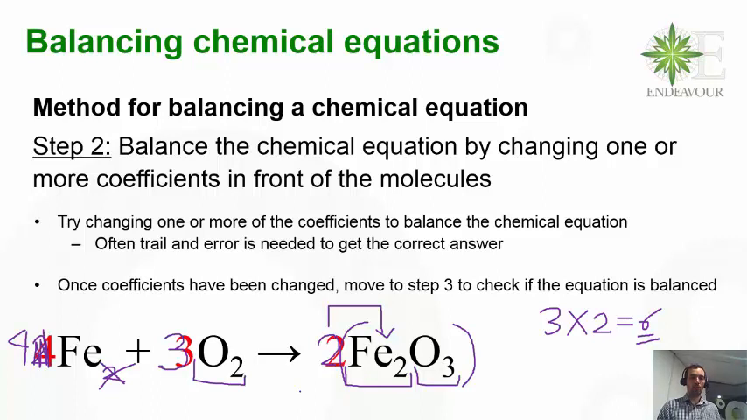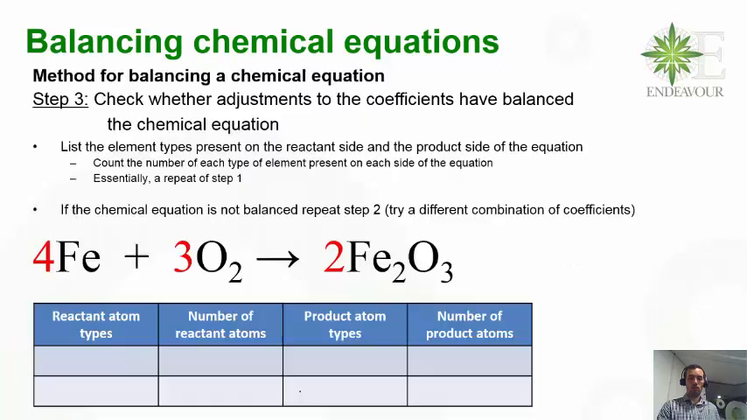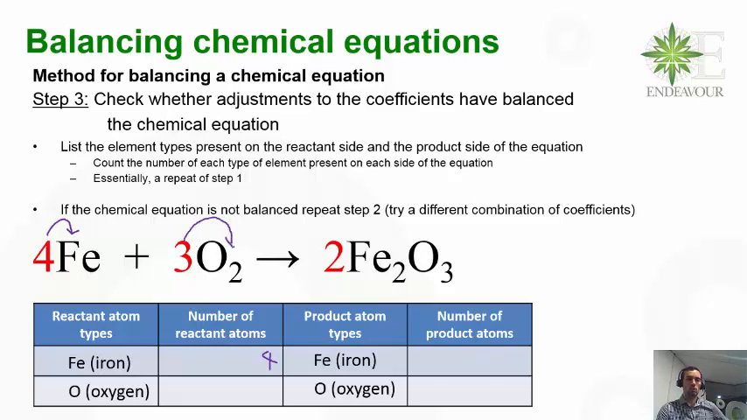which it looks like I have because the numbers match there, the third step is to actually check whether it's balanced or not. So this is basically just a repeat of step 1, counting the number of each type of atoms on each side. So using this table again, we've got iron and oxygen atoms, and now let's work out how many there are for each one.